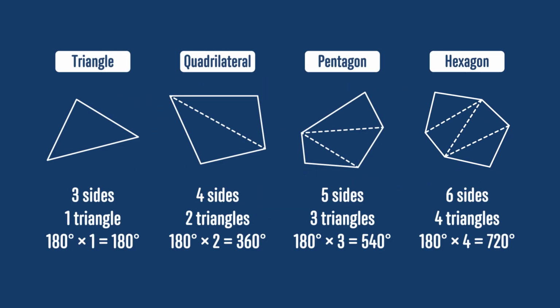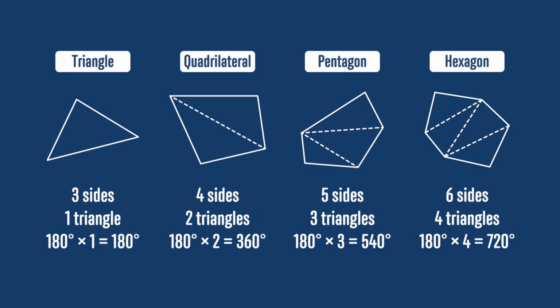So let's recap. We started with the fact that the triangle's interior angles sum to 180 degrees. We can split the quadrilateral with 4 sides into 2 triangles, the pentagon with 5 sides into 3 triangles, and the hexagon with 6 sides into 4 triangles. So can you see the pattern?